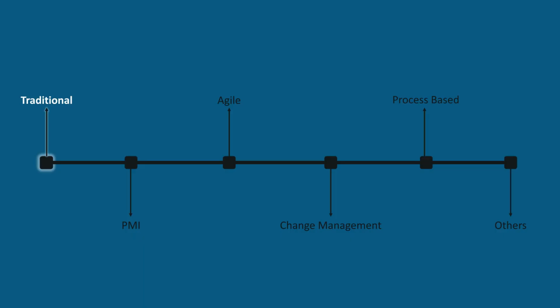So let's get started with this. This is the kind of flow that we'll be covering these methodologies with. We'll start with traditional ones. We'll cover the PMI one. Then we'll talk about agile methodologies. We'll move on to the change management methods and then process-based methods like Lean and Six Sigma. And then we'll close it with covering PRiSM and some of the other methods that we mentioned.